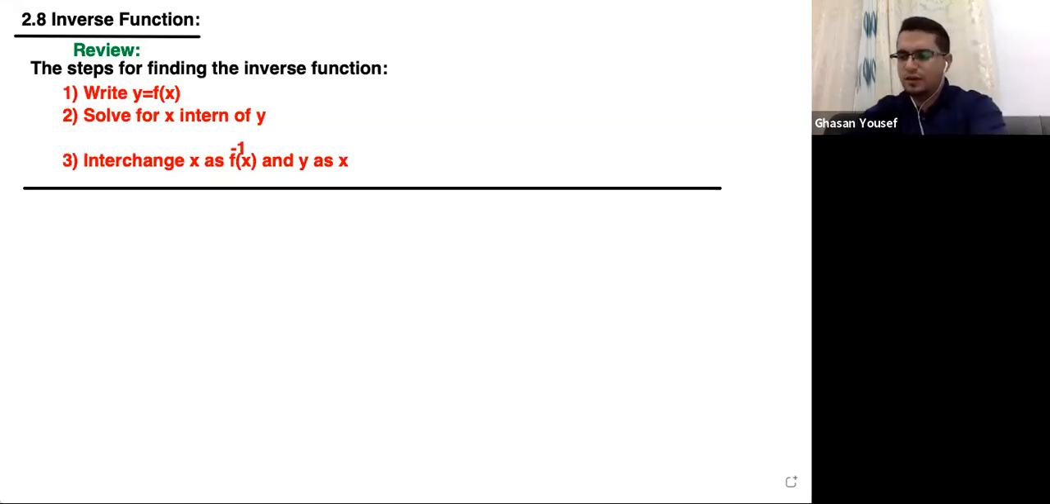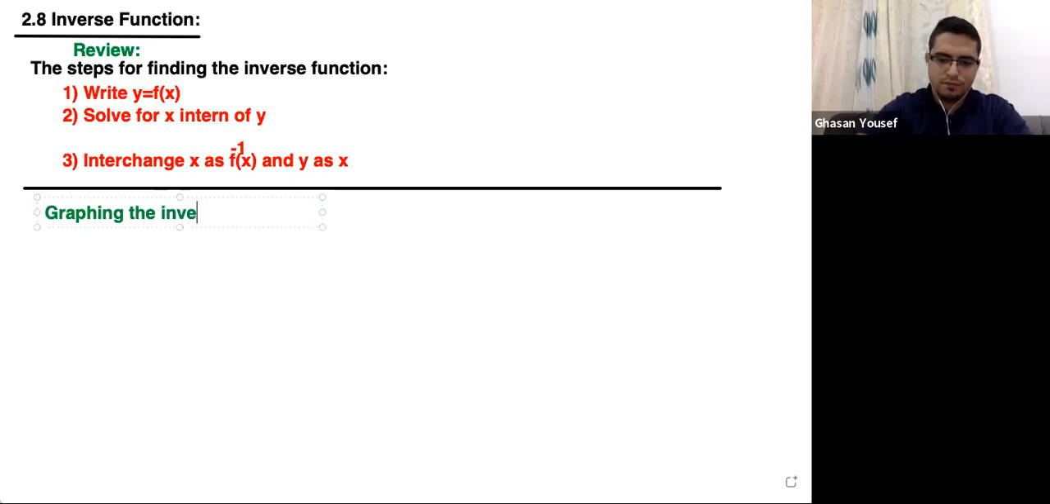Today, the thing I left in this section is how we can graph the inverse function. How we can graph the inverse function. So here, the graphing of the inverse function.